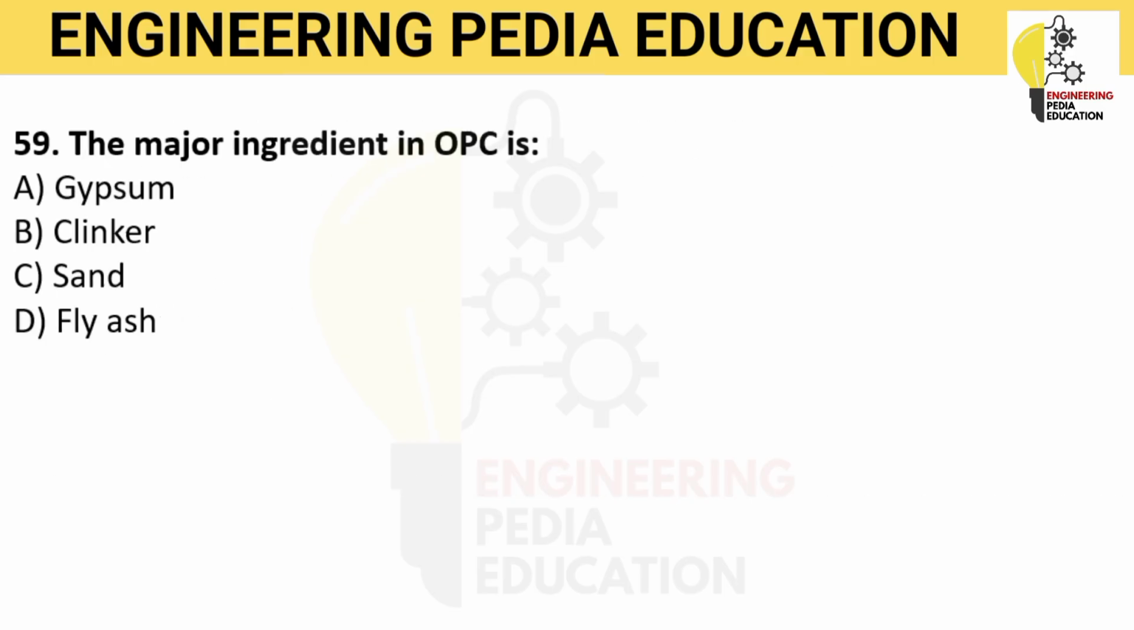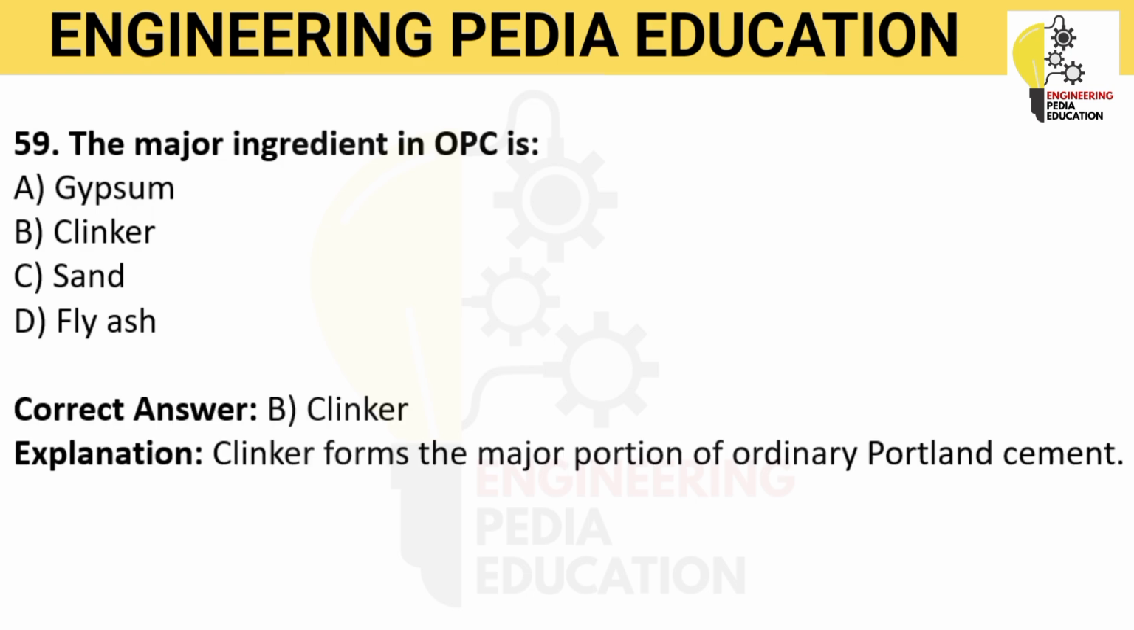The major ingredient in OPC is gypsum, clinker, sand, fly ash. So the correct answer is clinker. Clinker forms the major portion of ordinary Portland cement.